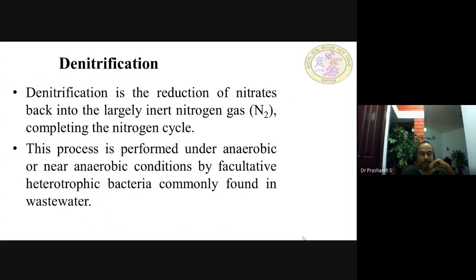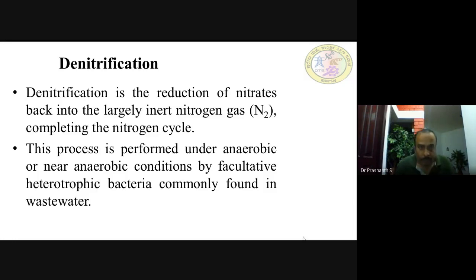Then what is denitrification? In nitrification, ammonium, one form of nitrogen, is converted to nitrite and nitrate. That nitrate can then be reduced finally to nitrogen gas, which is an inert gas that escapes into the atmosphere without having an impact on the water. So denitrification is the reduction of nitrates, the final products of nitrification, back into largely inert nitrogen gas, completing the nitrogen cycle.